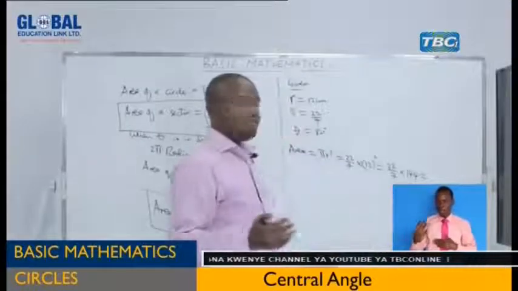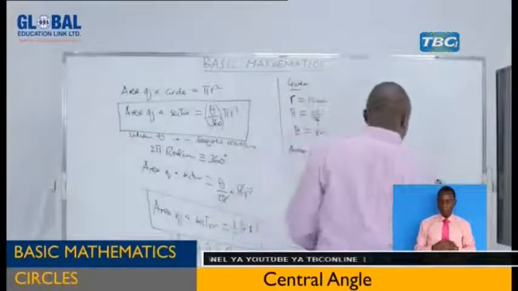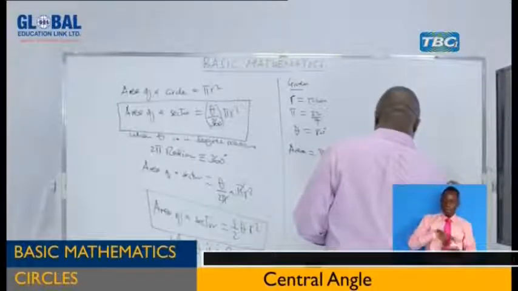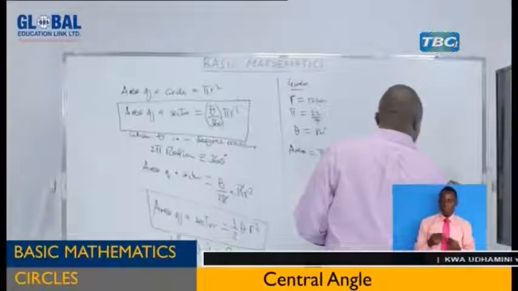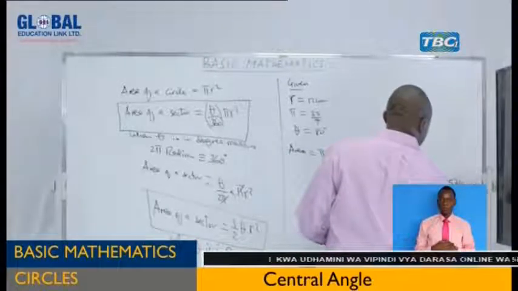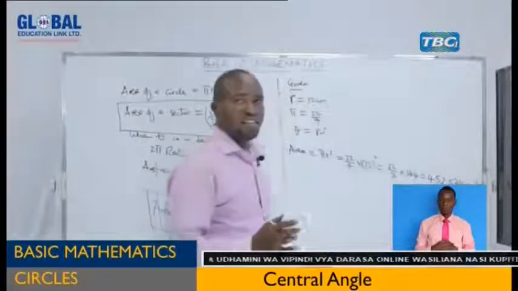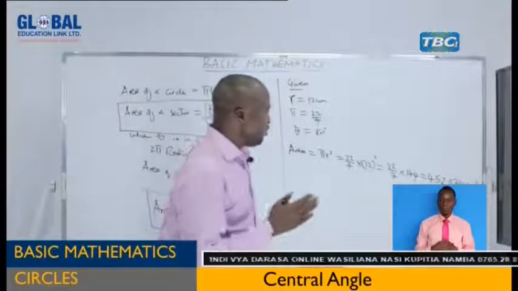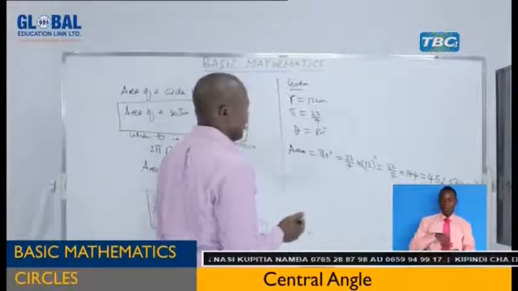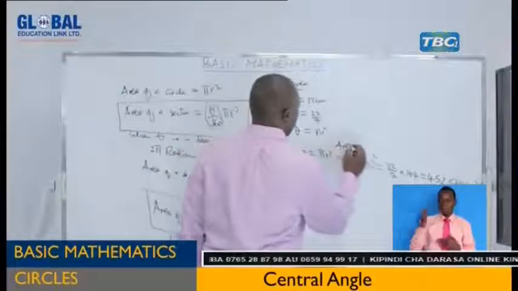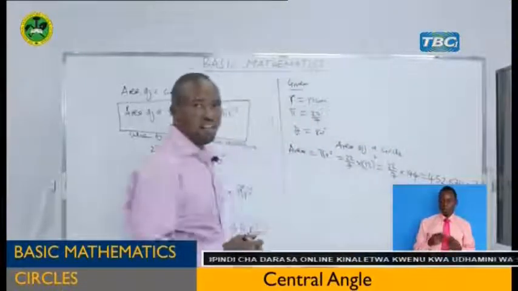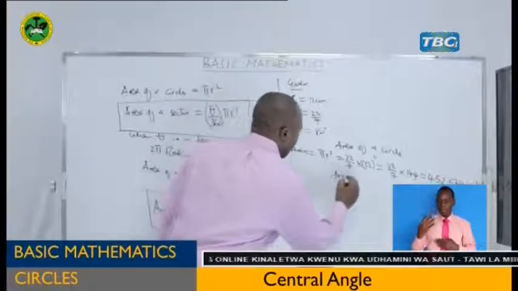Now the area of a circle, in this case, is equal to 452.5714. That is the area of a circle. Then we proceed with the area of a sector.